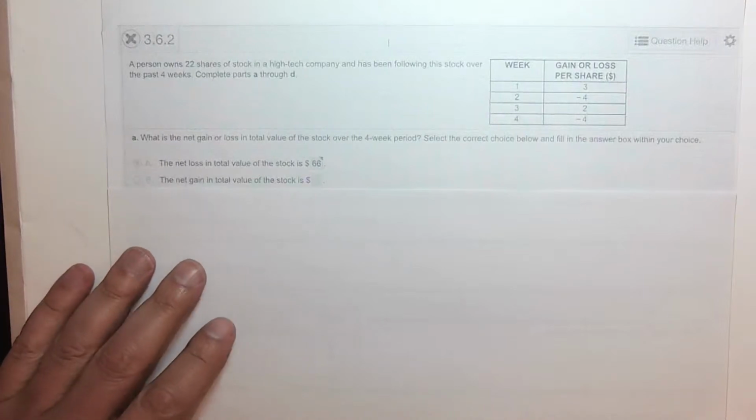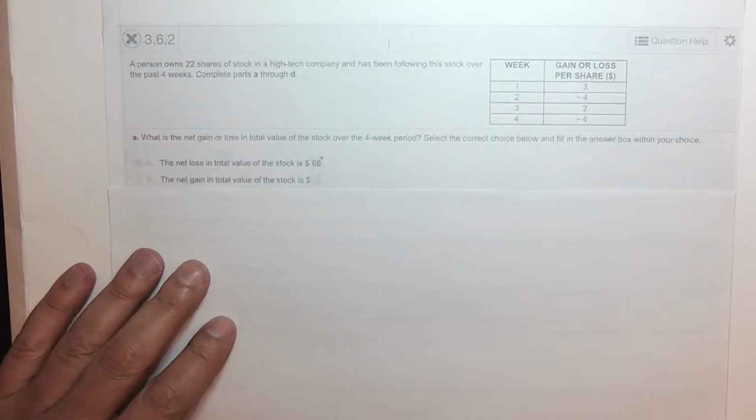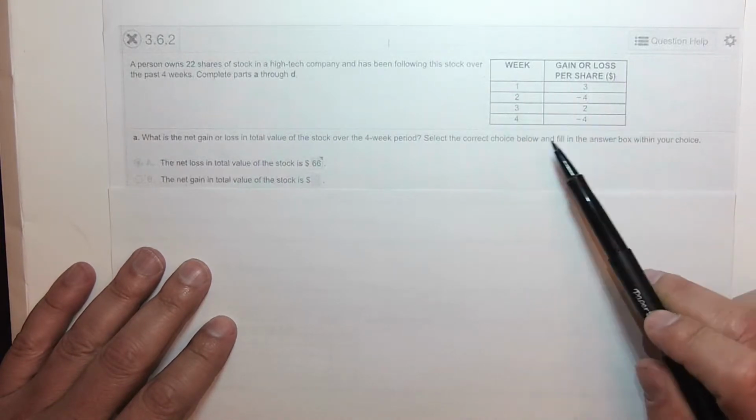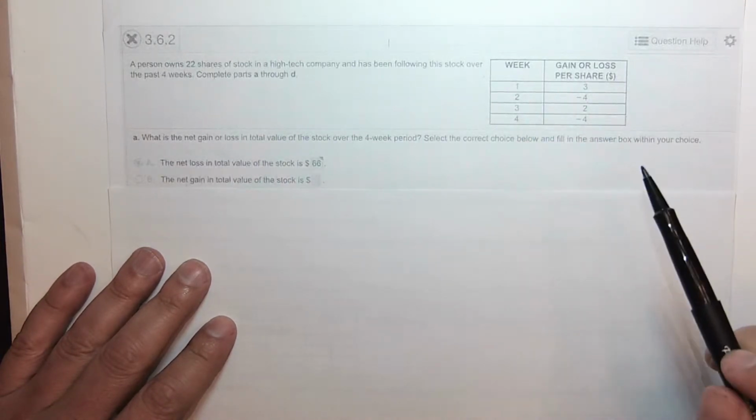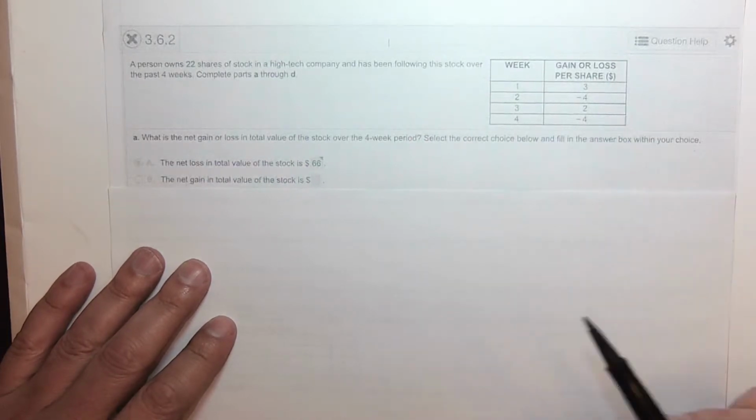Hi. A lot of students were having trouble with this type of problem. This one says a person owns 22 shares of a stock in a high-tech company and has been following this stock over the past 4 weeks. And here's the information about this particular problem. Remember, every student has a different set of numbers, so your numbers may be different than mine, but the process should still be the same.